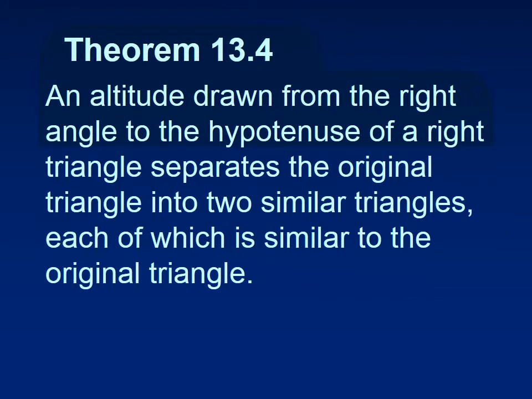So first of all, let's review what an altitude is. An altitude is drawn from the right angle, that means the 90-degree angle, and it's going to go to the other side, to the hypotenuse, right? So the other side of the right angle is the hypotenuse. So it's drawn from the right angle to the hypotenuse. And that's going to separate that triangle into two similar triangles. Not only are these two triangles similar to each other, but they're also similar to the original triangle that we had.